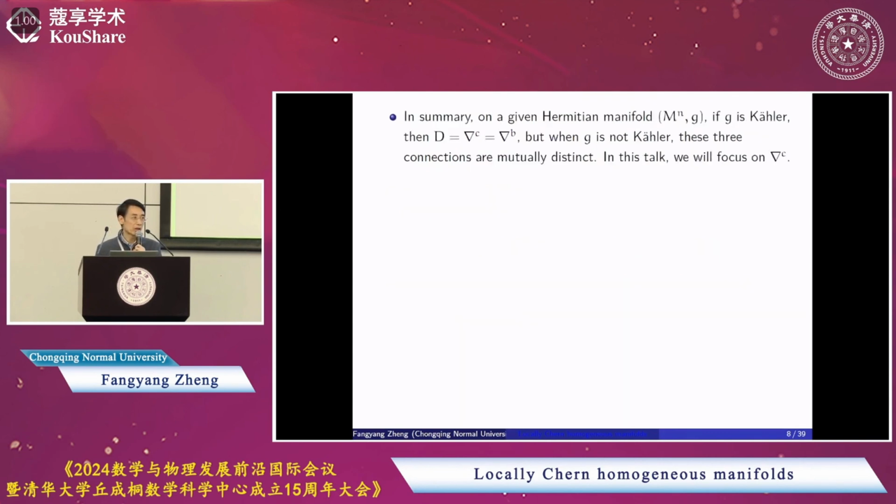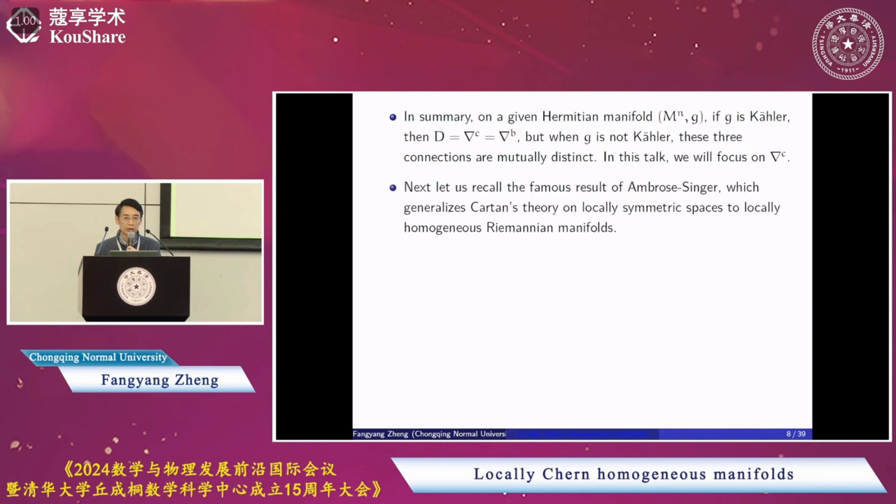When the metric is Kähler, all three connections coincide, so we're just talking about one geometry. But when the metric is non-Kähler, then they're mutually distinct. So you have at least three kinds of geometry.